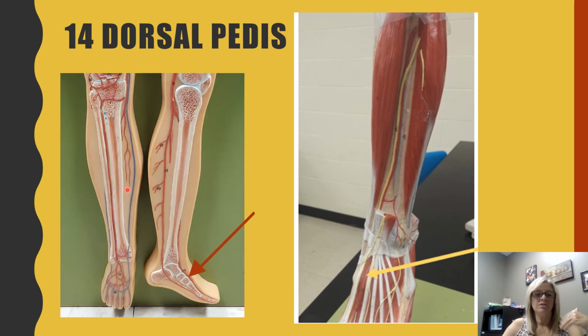Once the anterior tibial gets down here towards the foot, or the dorsum of the foot, we're going to call this a dorsalis pedis artery. Okay, so this is the dorsal artery of the foot coming from the anterior tibial artery. It's the only one in the foot that we're going to learn, and it's a little distal to the ankle joint.